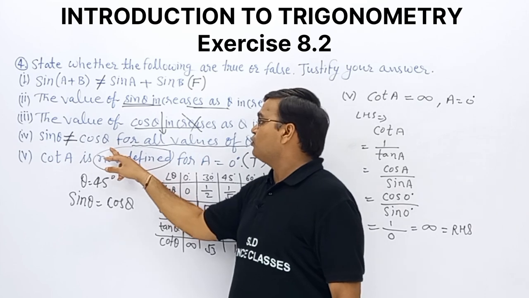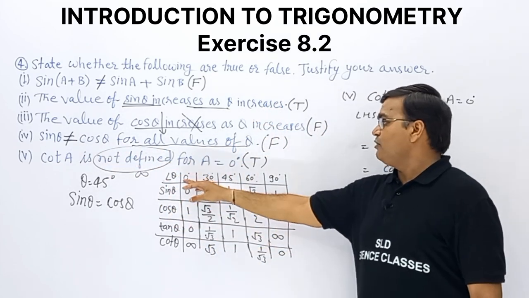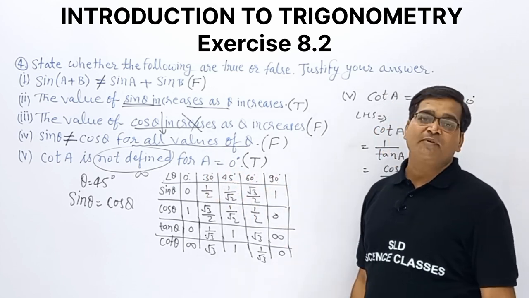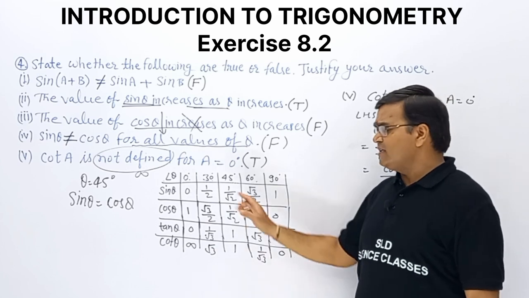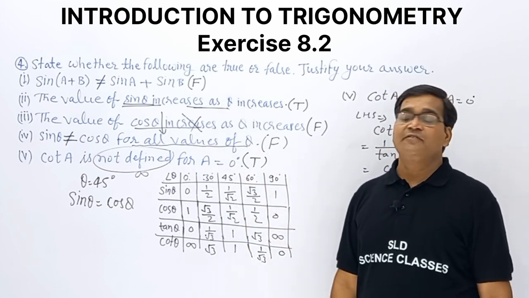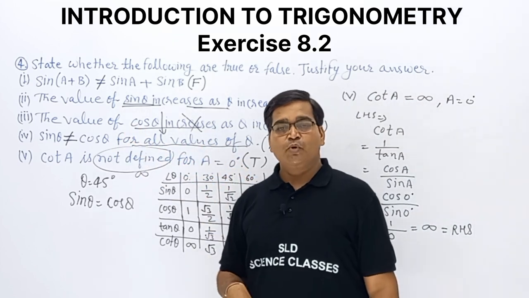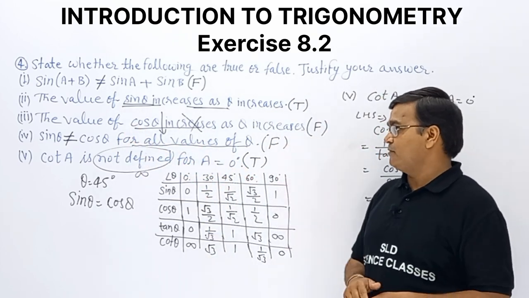Now, sin theta is equal to cos theta for the values of theta. In the sin theta and cos theta, only at theta equal to 45 degree, both are equal. Otherwise, at other angles, they are not equal, they are different. Only theta equal to 45 degree, sin theta equal to cos theta. For the other angles, they are not equal. So we can say this is a false statement.